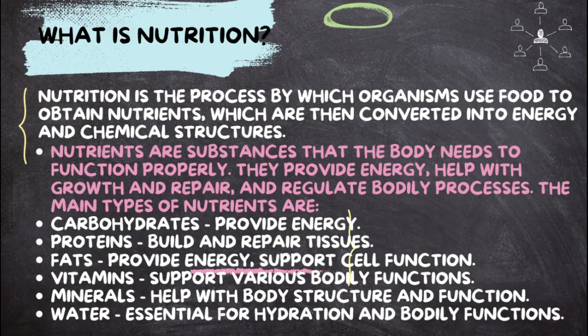regulate bodily processes. So our main types of nutrients are, obviously, carbohydrates, proteins, fats, vitamins, minerals, and water, and obviously all of these would fall into the 6 food groups. At least when I learned it, I did 6 food groups. I know it might still be 6 food groups, but I learned 6 food groups.